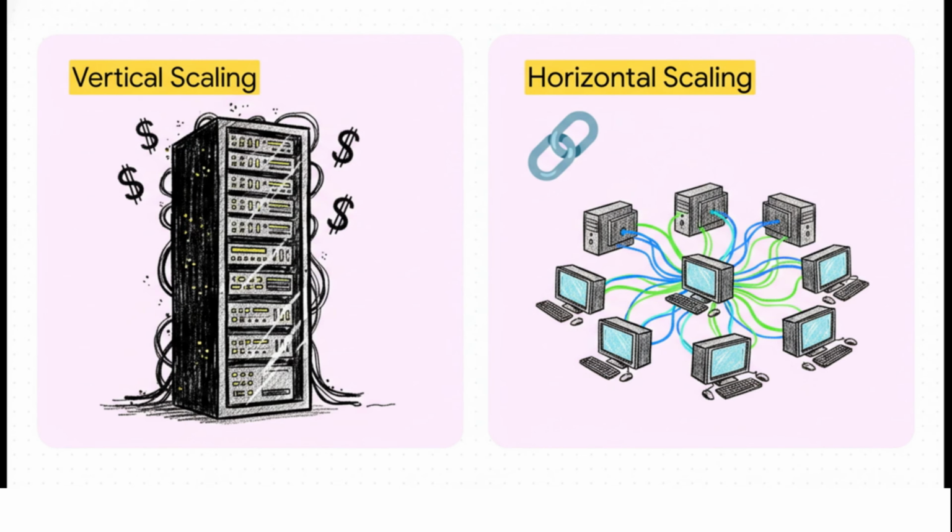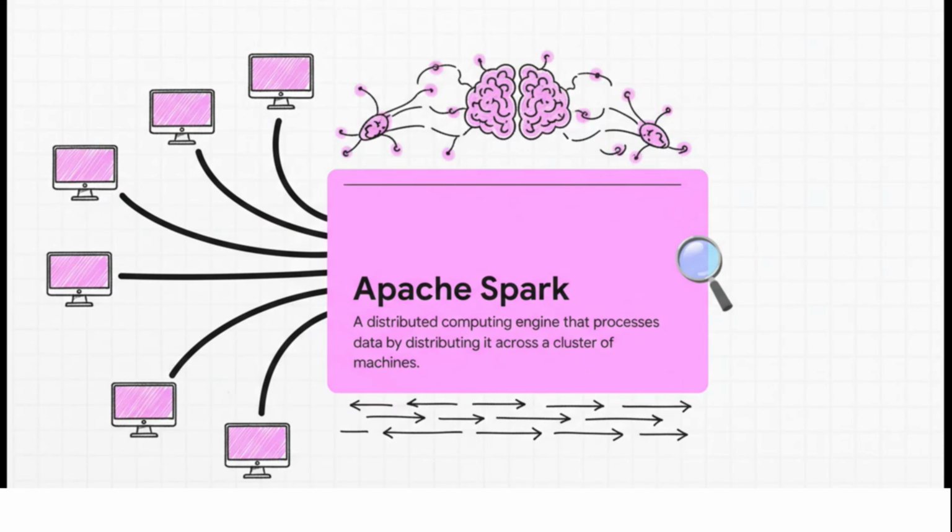So you get to a fork in the road. You could go with vertical scaling, which basically means building one giant, incredibly expensive supercomputer. Or you could choose horizontal scaling, where you get smart and link a bunch of normal computers together to work as a team. Spark is all about that second option, horizontal scaling. It's what we call a distributed computing engine. Now, the easiest way to think about it is this. Imagine connecting every single computer in a university library and telling them all to work together as one giant, powerful brain. That right there is the core idea behind Spark.